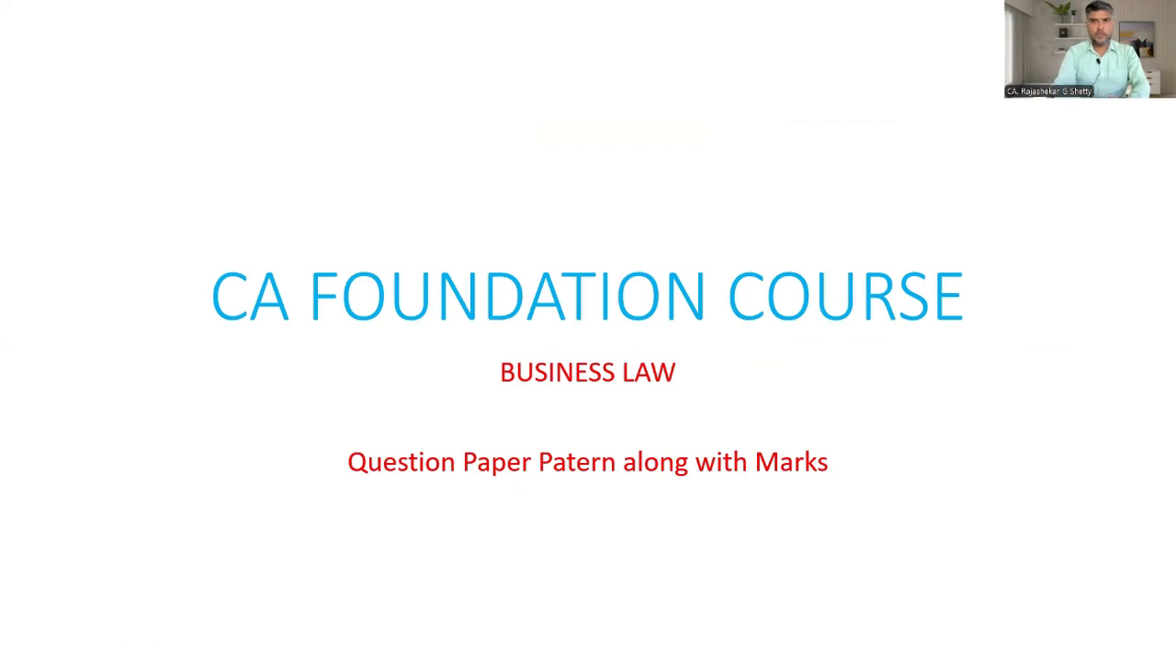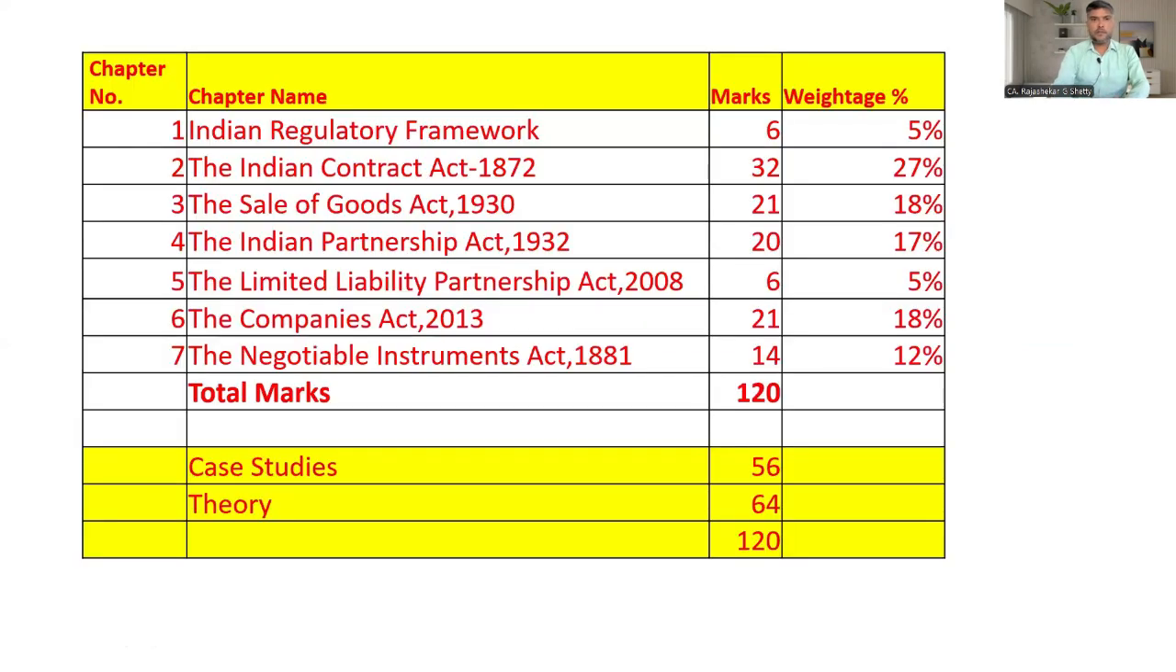Students, now you see, there are 7 chapters in business law. For the Indian regulatory framework, you will be getting 6 marks questions. In the Indian Contract Act, you will be getting a weightage of 32 marks. Sale of Goods Act is 21 marks and Indian Partnership Act 20 marks. The Limited Liability Partnership is only for 6 marks. The Companies Act 2013 will be for 21 marks. Negotiable Instrument Act will be given for 14 marks.